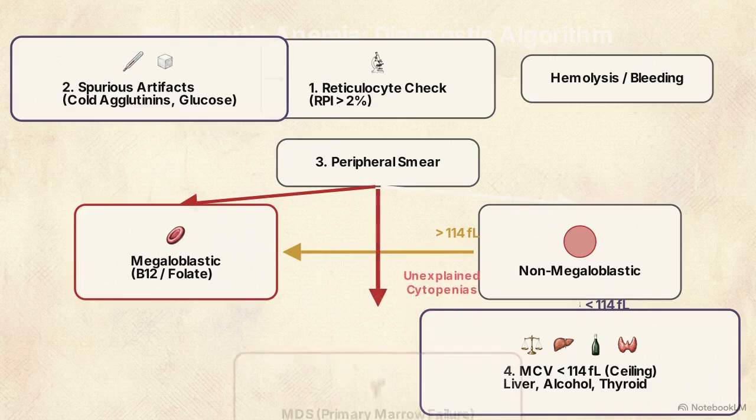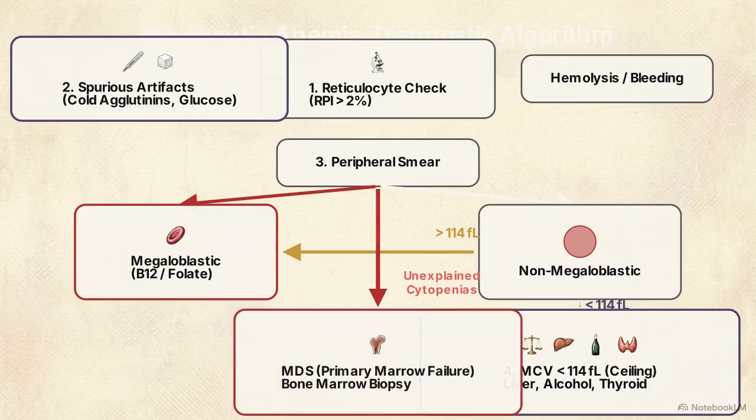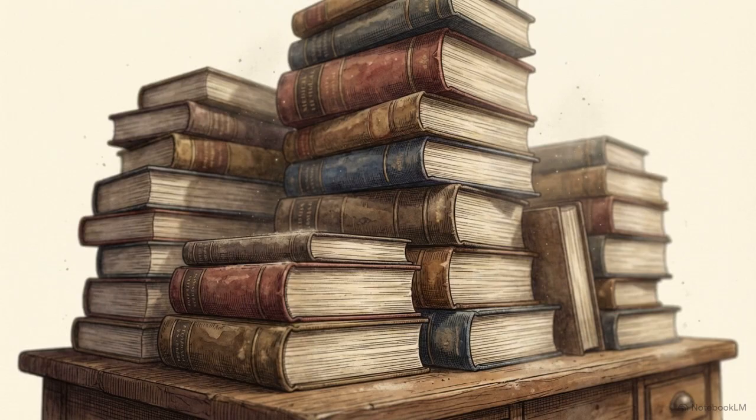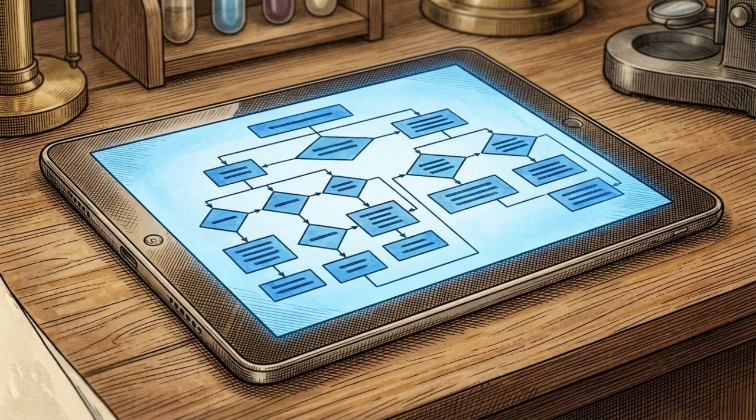Step 6. If you identify unexplained cytopenias in an elderly patient, you bypass the benign etiologies entirely and proceed directly to a bone marrow biopsy for MDS. Mastering the approach to macrocytic anemia does not require memorizing endless lists of theoretical causes. It requires strictly defending these exact algorithmic tollgates against laboratory illusions and cognitive bias.